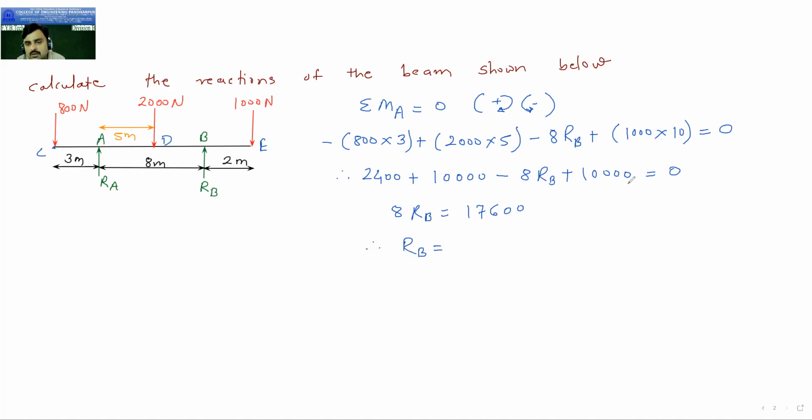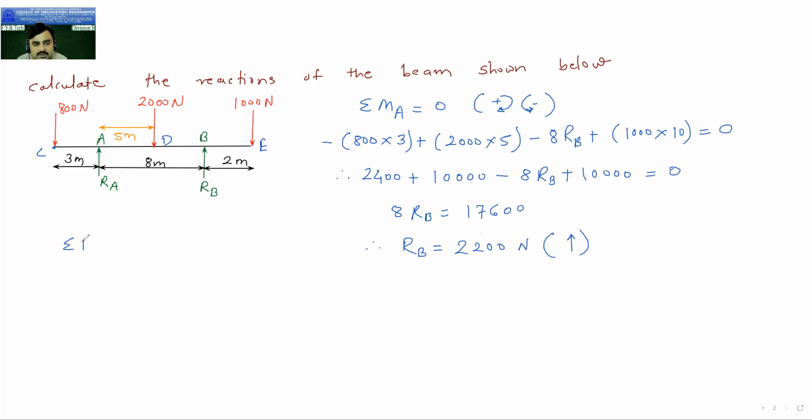Is it correct? 10 20. 20 minus 2400 gone, 2200. 2200. Okay, we got the positive answer, so our assumed direction is correct. RB is moving upward. Now once you get one of the unknown, the calculation of other unknown is very easy.